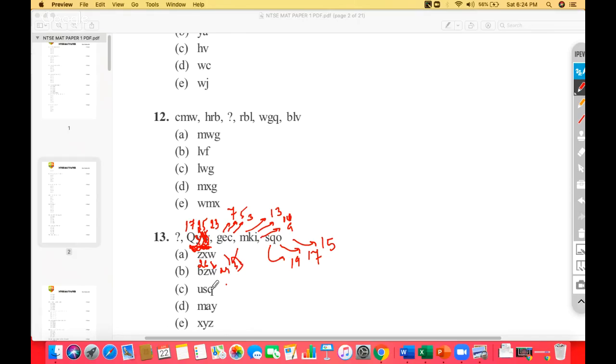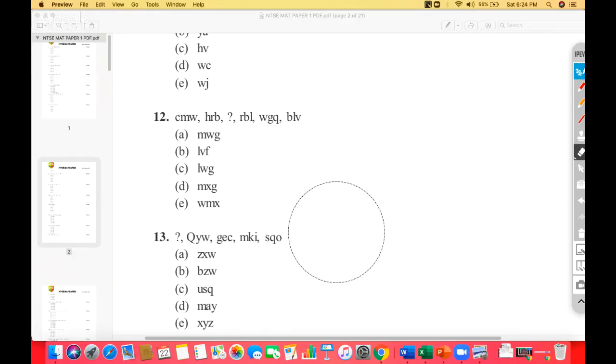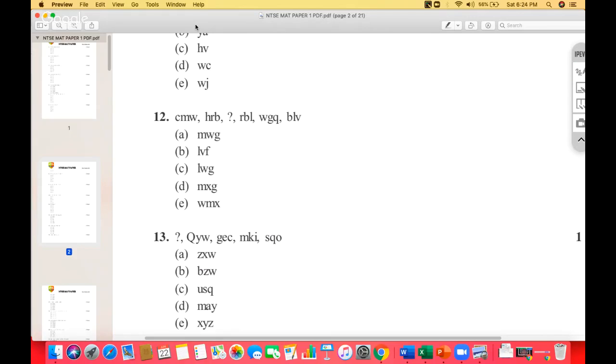So this cannot be my answer. BZW also cannot be my answer, because it's 28, 26, and 23. So not in exact order. USQ. So U is 21, this is 19, and Q is 17. So 13C is my answer. So USQ is my answer, and QYW is not matching.